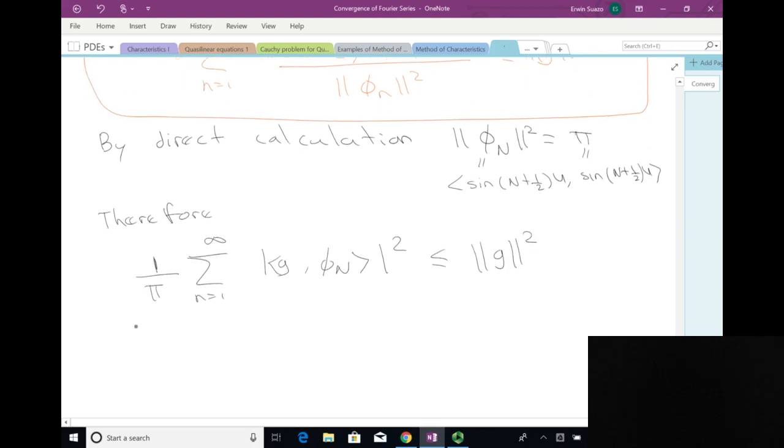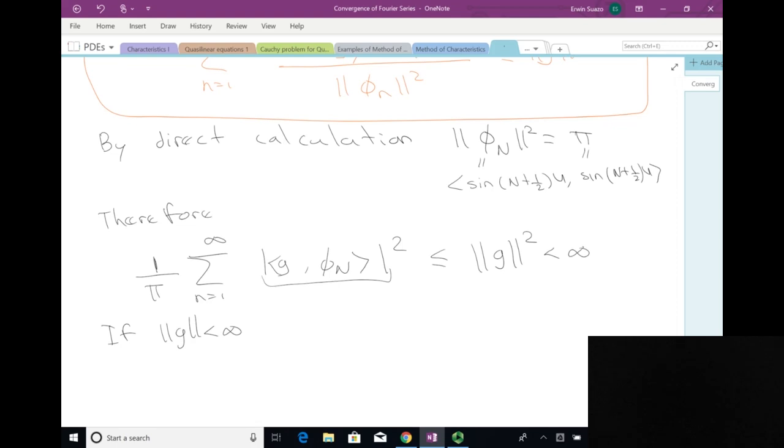If the norm of G is less than infinity, so if this guy is less than infinity, do you remember what happens? If you have a series that is convergent, then this guy is gonna go to 0.